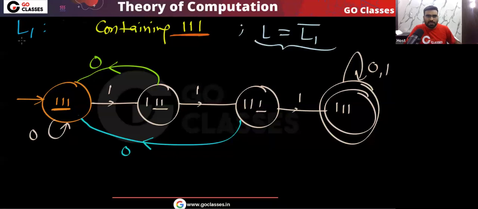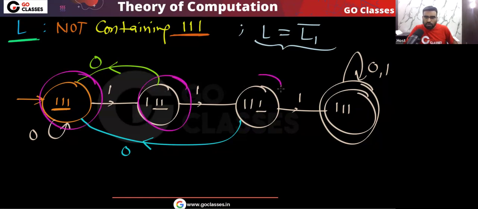Now let's see not containing triple one. This is your original language L, not containing triple one. So what I need to do is just make the final state non-final and the non-final states final. This is what I need to do. I need to make these non-final states final, and this final state I will make non-final.